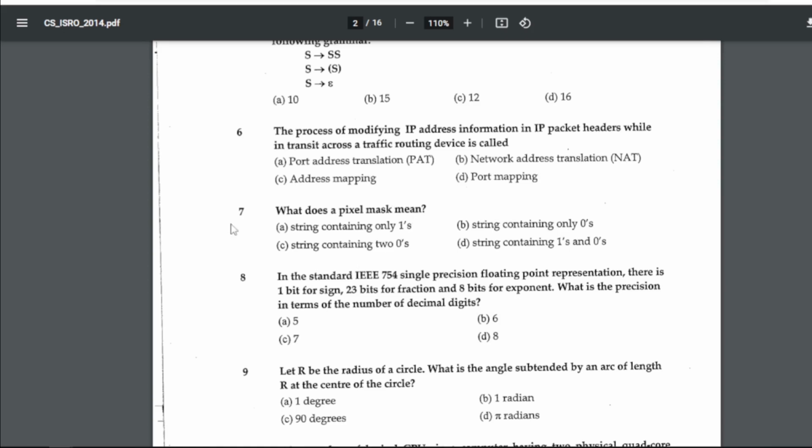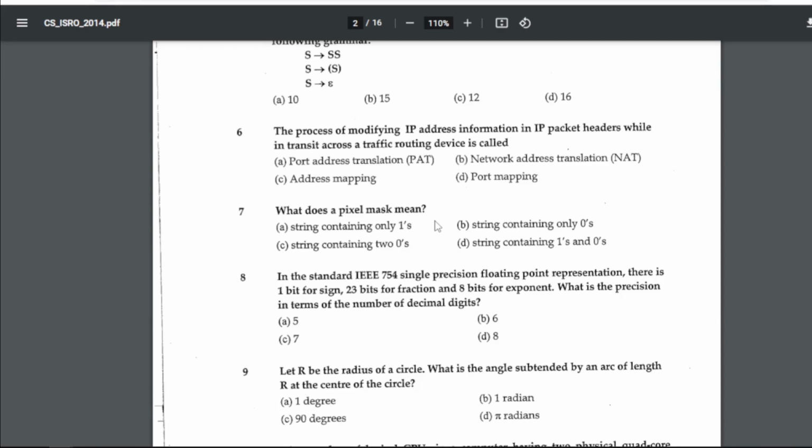Now question number 7 is, what does a pixel mask mean? So basically a pixel mask is nothing but a string containing ones and zeros. Pixel counts for the span length and inter-span spacing can be specified in a pixel mask, which is a string containing the digit 1 and 0 to indicate which position to plot along the line path.